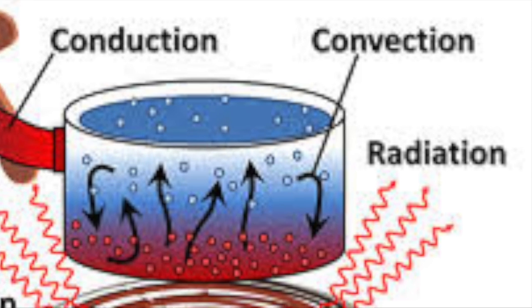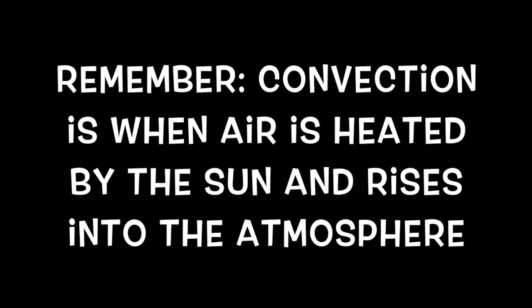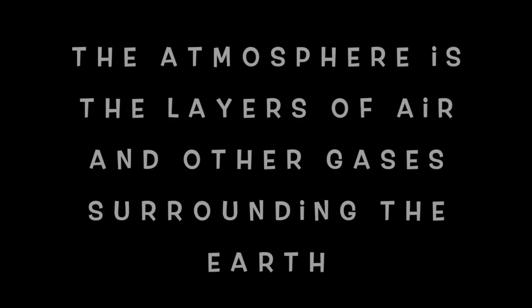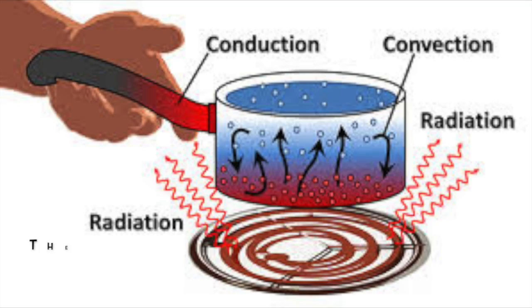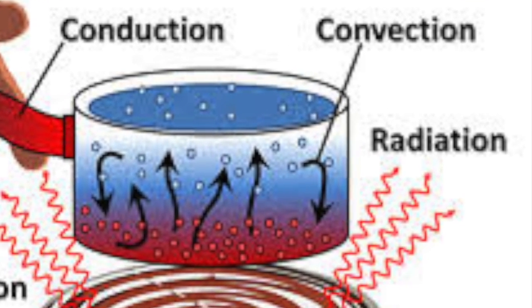Let's talk about convection. Remember, convection is when air is heated by the sun and it rises into the atmosphere. Wait, hold on. What is the atmosphere? The atmosphere is the layers of air and other gases surrounding our Earth. The hot air rises and the cold air sinks and becomes heated. Hot air balloons are heated by hot air. That is convection.